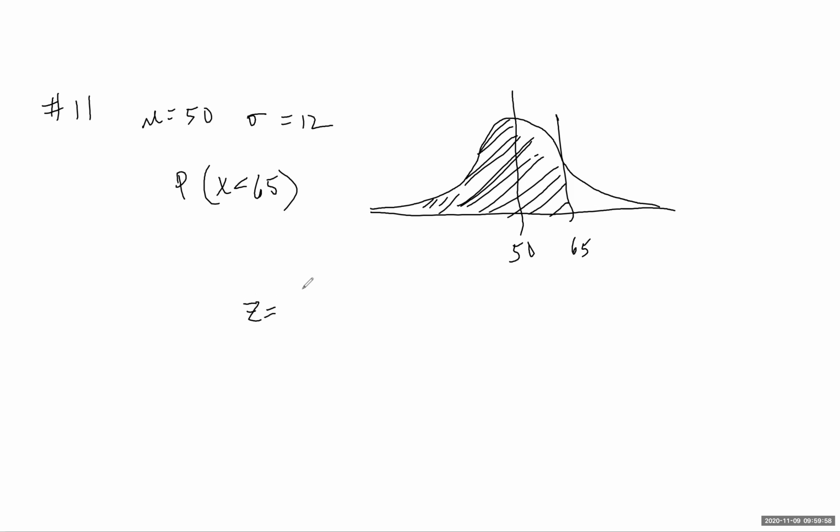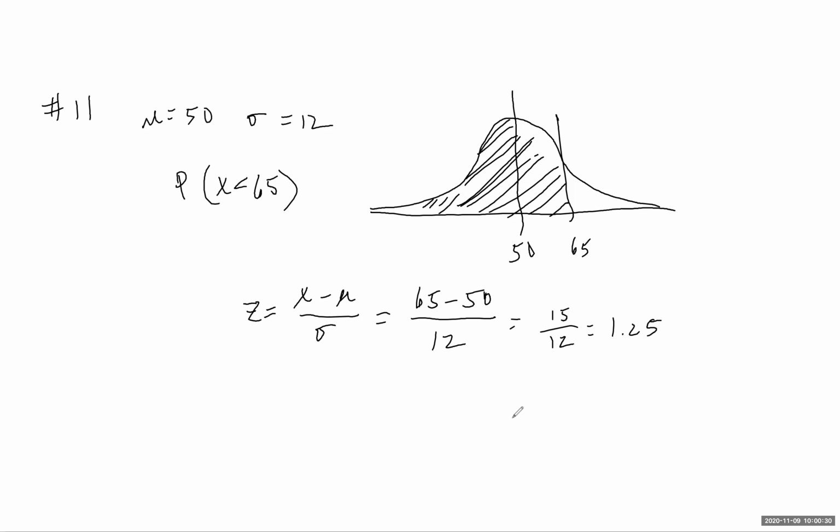And remember, z is your value x minus the mean divided by the standard deviation, which tells us how many standard deviations we are away from the mean. 65 is the value we're interested in, minus the mean of 50. And that's all divided by 12. So I get 15 over 12, 1.25.